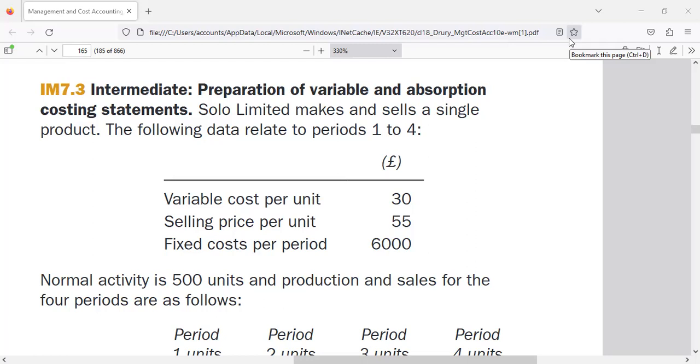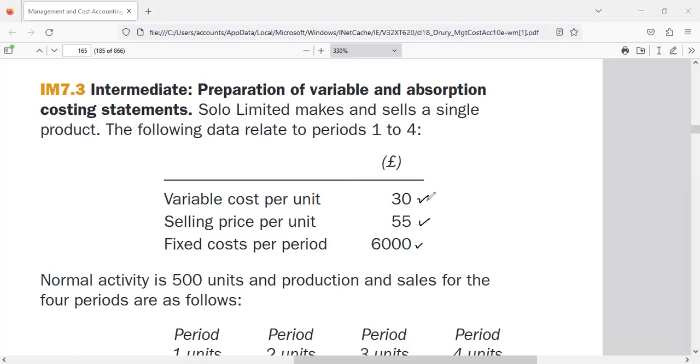Solo Limited makes and sells a single product. The following data relate to periods 1 to 4. We have the variable cost per unit, which is 30 pounds, as we can see. Then we also have the selling price per unit, which is 55. Then the fixed costs per period, we have 60,000.